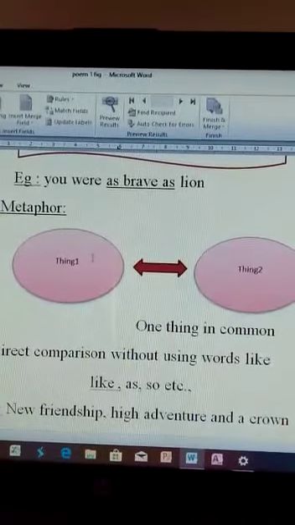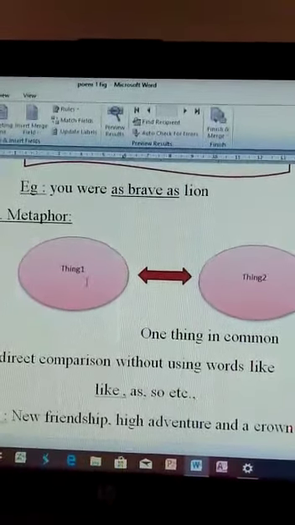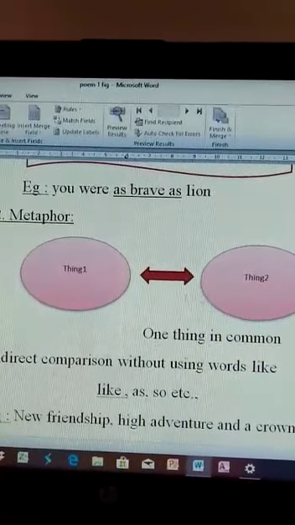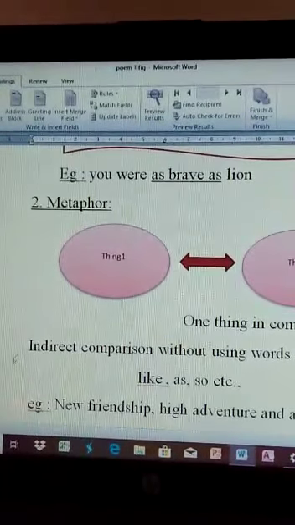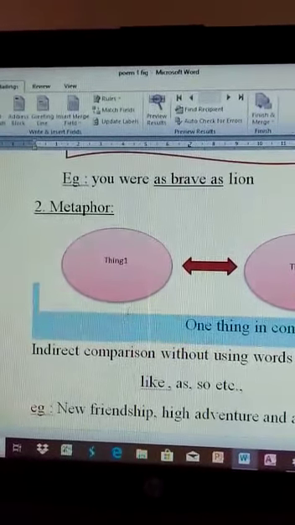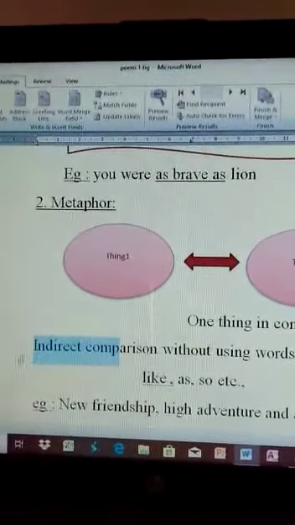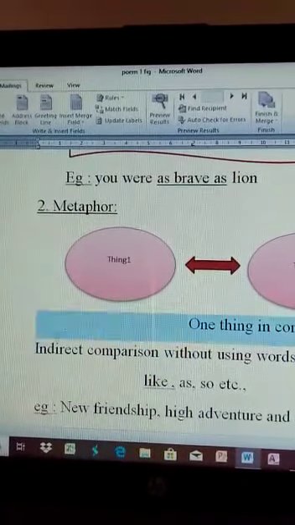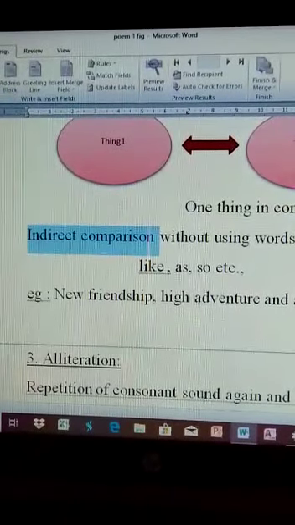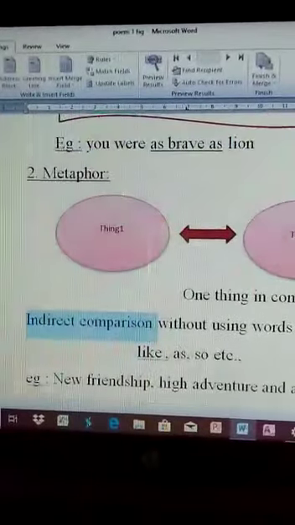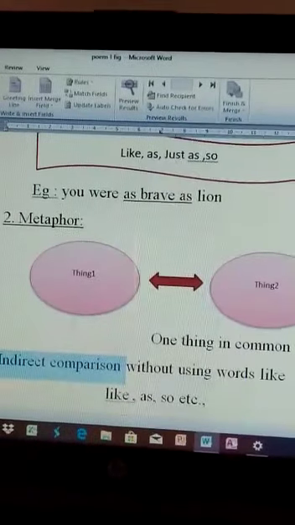The second one is metaphor. The next figure of speech you are going to see is metaphor. Here also two things are compared, and both have one thing in common. But here it is called indirect comparison. We can say the comparison is done indirectly. So here no words like "as" or "so" are used. We compare two things indirectly. Indirect comparison is called metaphor.